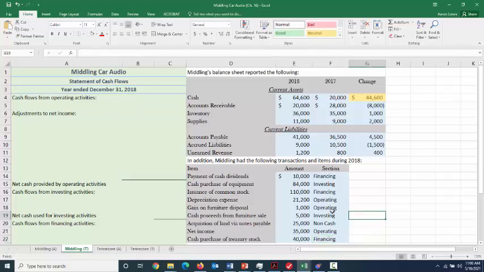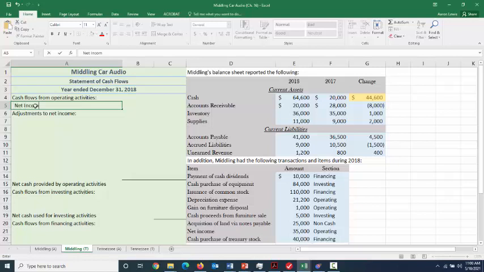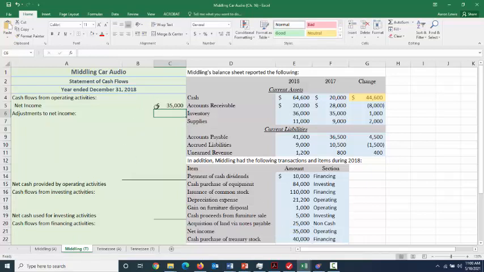So now that we got our grid laid out and we know our changes, we're going to be good to go to prepare our statement of cash flows. Let's start with our net income for the period. And our net income for the period, according to our information, was $35,000. We have two columns here. We have the left-hand column and the right-hand column. We're going to throw that net income into the right-hand most column.